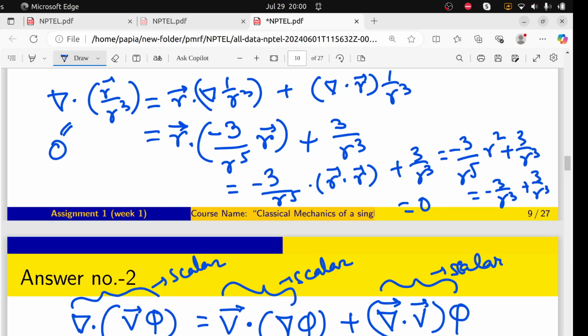What I did, I just simply calculated the gradient of 1 by r cube and the divergence of r vector. These two I need to know, and if I do these things, then I can have the answer as 0. Now, you have to tell me, can I write the gradient of 1 by r cube as minus 3 by r to the power 5 r vector? Can I write like that? Is it fine for everyone, or do I have to explain these things?